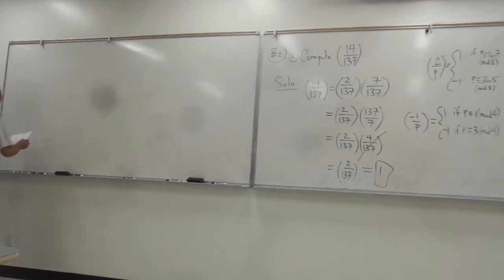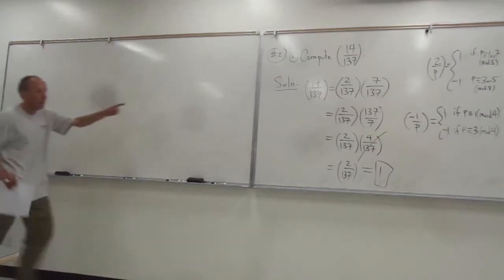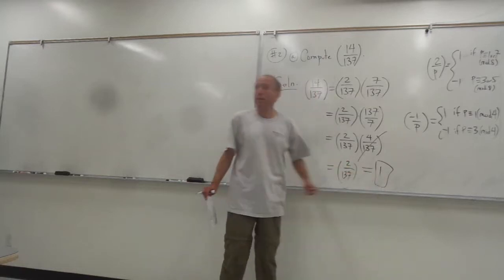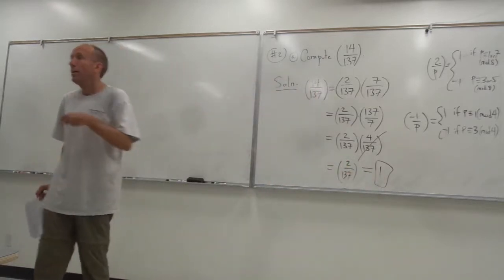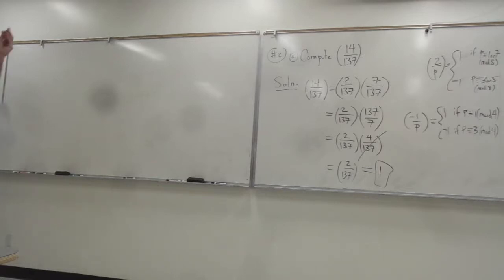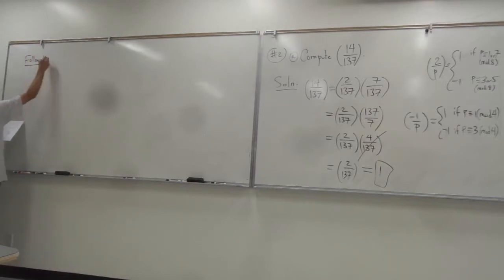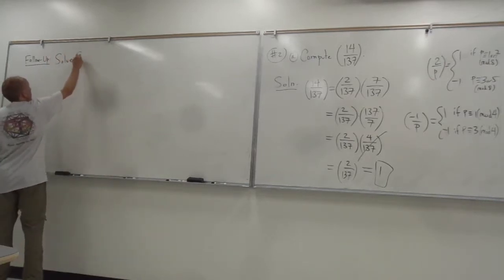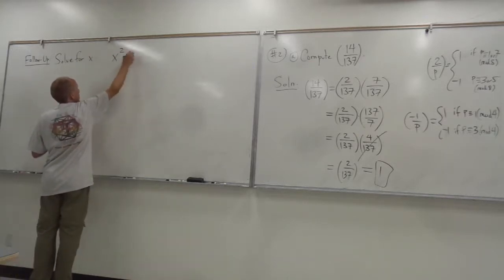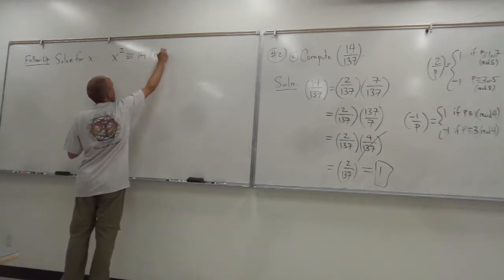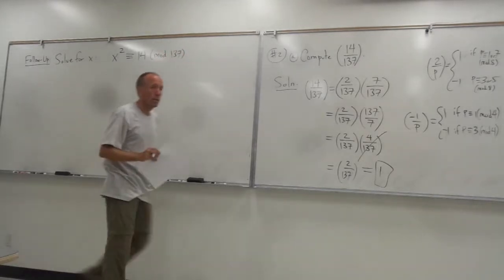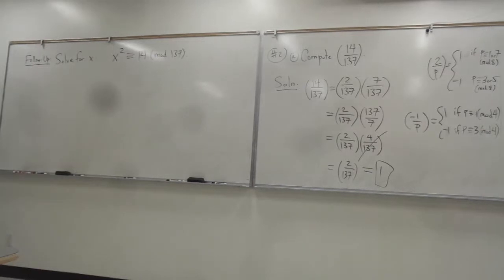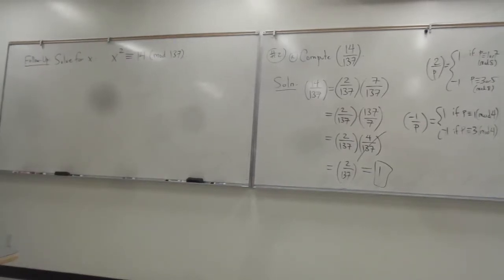Okay, so let's just recall real quick that what it means that we get a Legendre symbol of +1 is that 2 has a square root mod 137. So that could be a follow-up question here. The follow-up question would go something like this. Solve for x, and the problem would be x squared congruent to 2 mod 137. So this is something that now we know there is a solution, right? How many solutions?